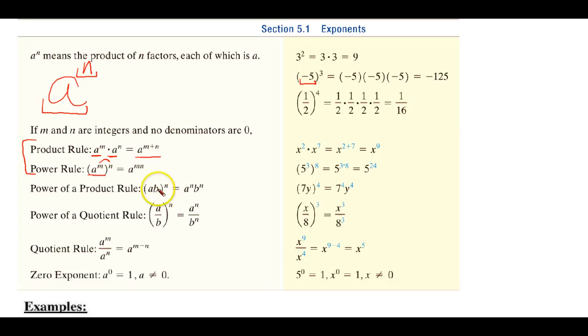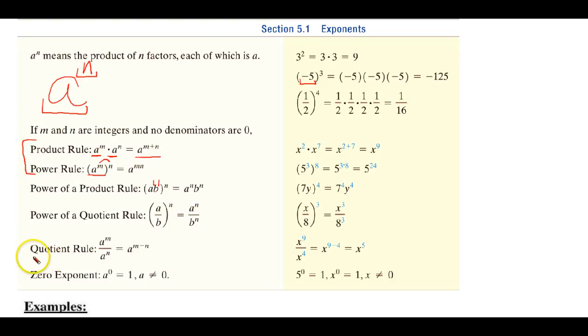Now again, if you have a multiplication inside a parenthesis of letters, there's like a 1 by each one of these, then when you expand that, it would be that exponent that's out there by each of the factors inside the parenthesis. And that applies if it's in a fraction as well.